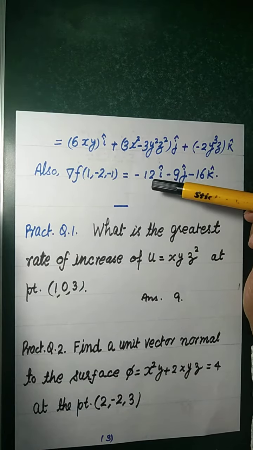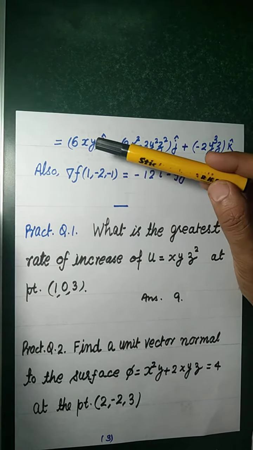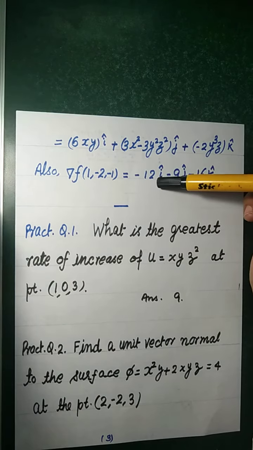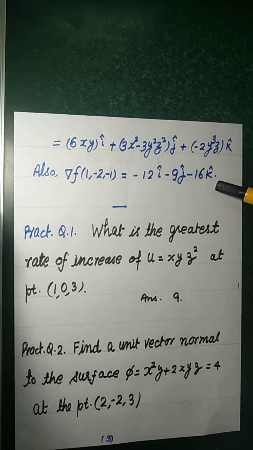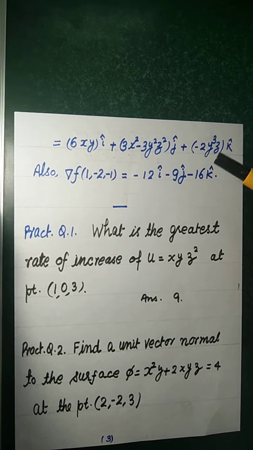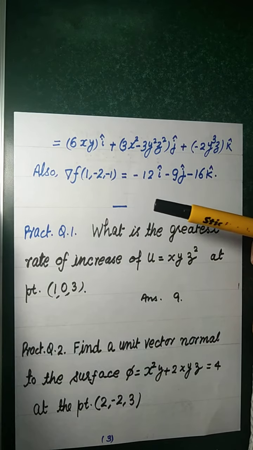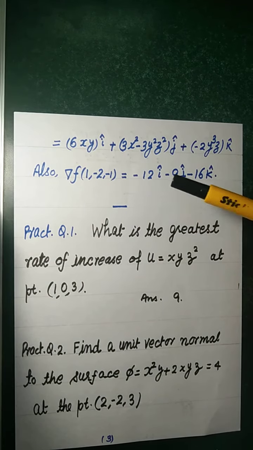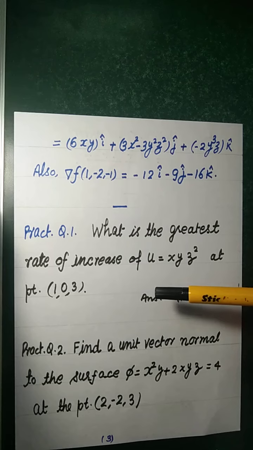Here 6 into 1 into minus 2, that is minus 12. Similarly this one. This is the result. This is the gradient of function f at the point (1, minus 2, minus 1). These are some practice questions one can solve easily.